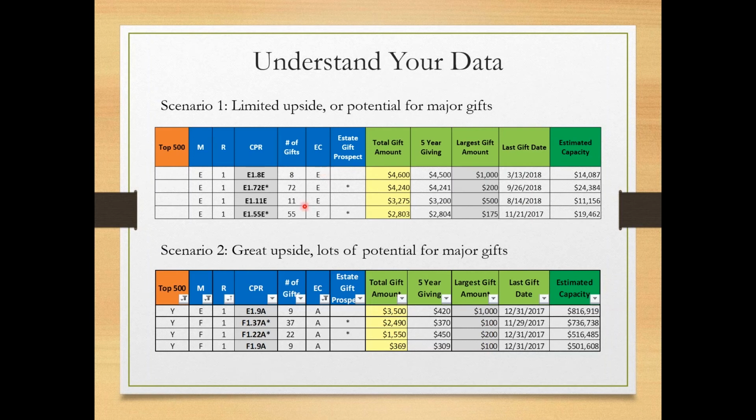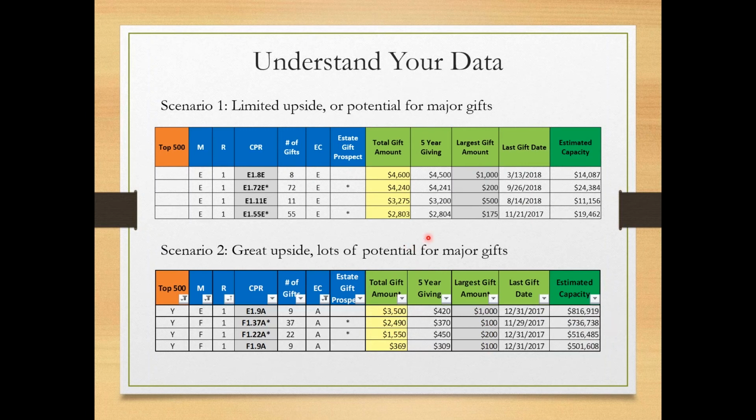On the flip side, if you take some of these same kinds of prospects, but people who have great upside or a lot of potential for major gifts, and you steward those people, you really have the potential to make a difference and an impact. So where you have this person who is an E giver, they've only given 3,500, they have the capacity of almost $1 million, or over $750,000, 816,000, with the smallest one being 501,000. Now these are actual numbers out of an actual file that we worked for one of our university clients.